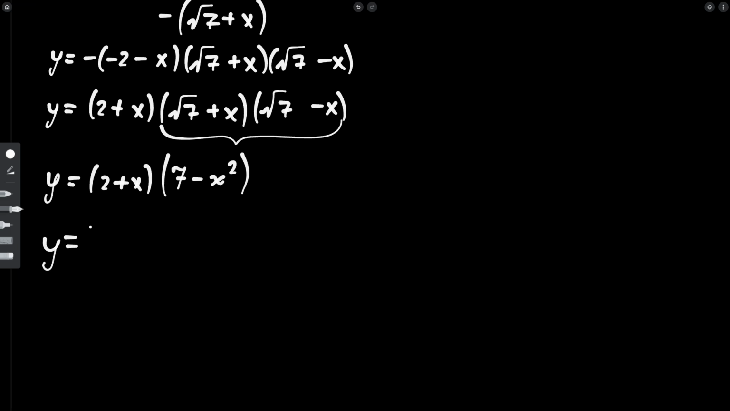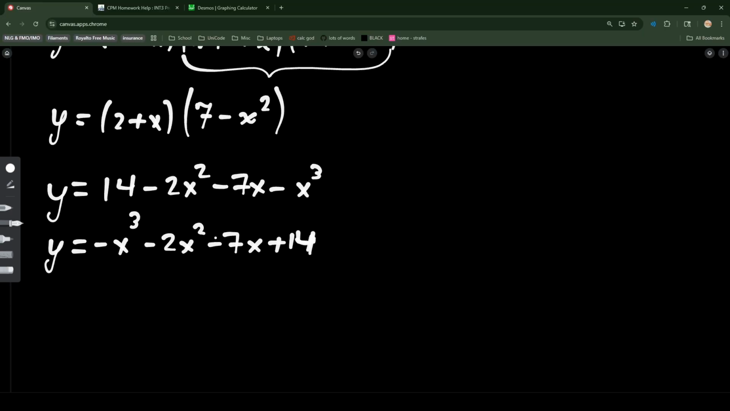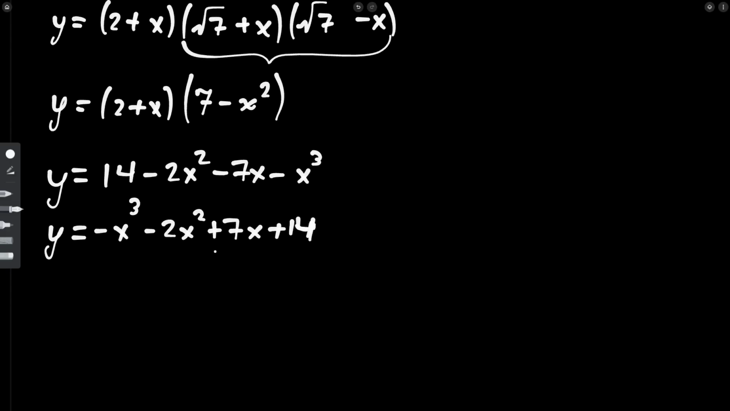That will give us, let's see here, 14 minus 2x squared plus 7x minus x cubed. And now I'll rewrite this into standard form, which will give us negative x cubed minus 2x squared minus 7x plus 14. This is supposed to be a plus here. Yeah, there it is. Because this is 7 times x, and that should be it.